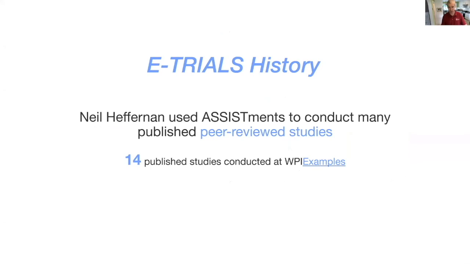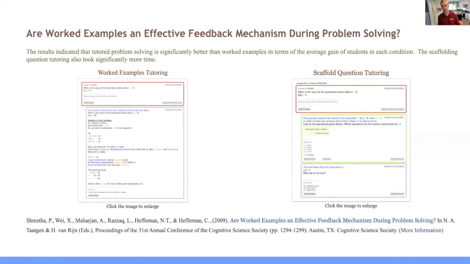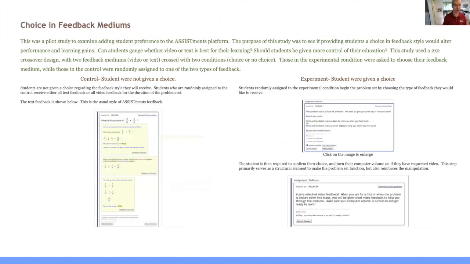This all started because I first built assessments to run my own studies. I've published 14 randomized control trials. We looked at work examples for step-by-step scaffolding. We looked at whether you should force kids to get hints, or force them to hit a button asking for a hint when they feel like it. By the way, the answer is you should not force hints upon them. You should let them ask for them. That causes more learning.